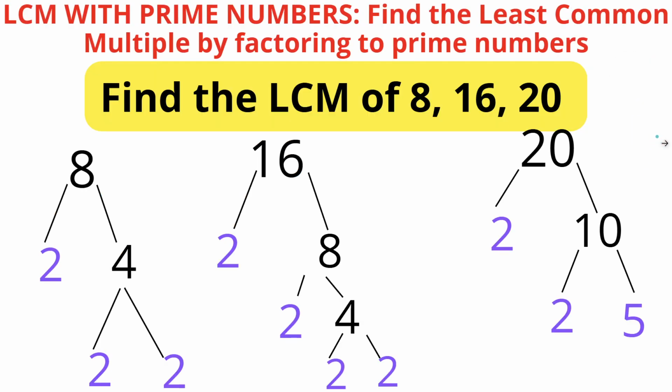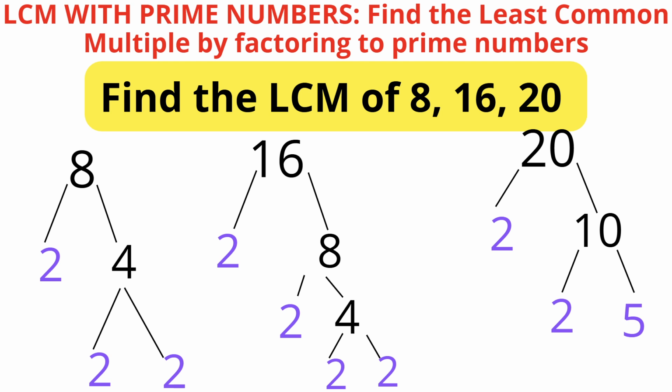Factor tree down 8. We've already done that one, and we know the work on it. That's going to factor down to 2 times 4. 4 factors down to 2 times 2 in the prime numbers. All the numbers in purple go with the 8. 2 times 2 times 2, or 2 to the 3rd power, is 8.